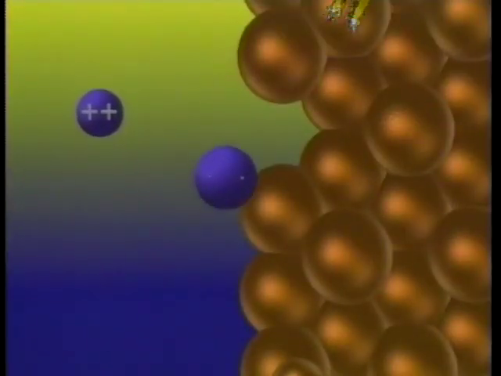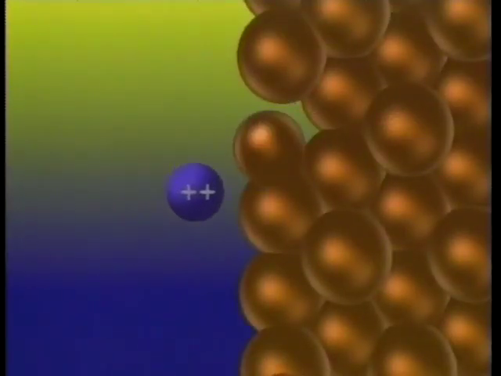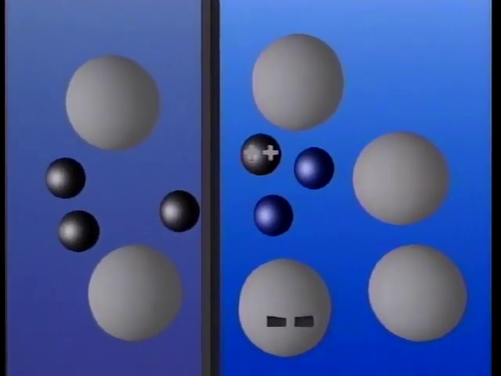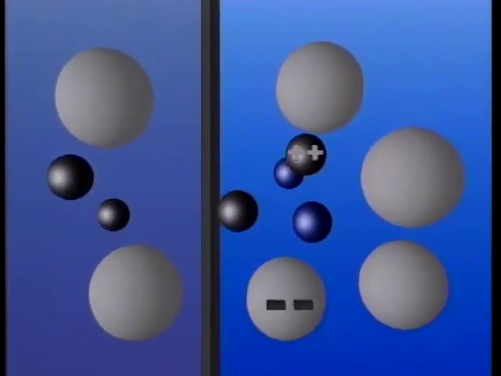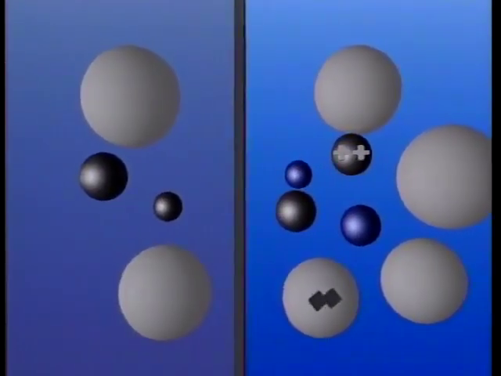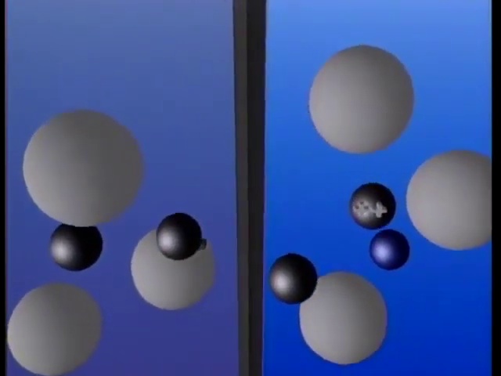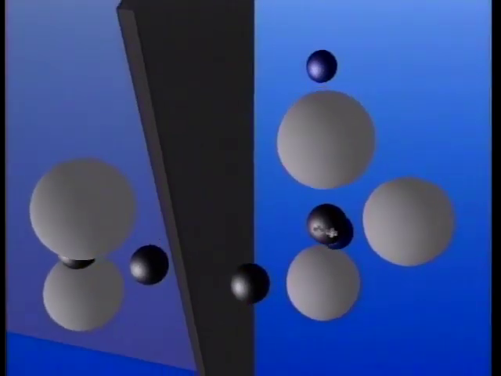Here, positive copper ions are pulled to the electrode. They combine with electrons from the zinc to form copper atoms. At the boundary between the solutions, positive zinc ions move toward the copper electrode, and negative sulfate ions move toward the zinc electrode. This balance of ions moving through the boundary keeps current flowing in the electrochemical cell.